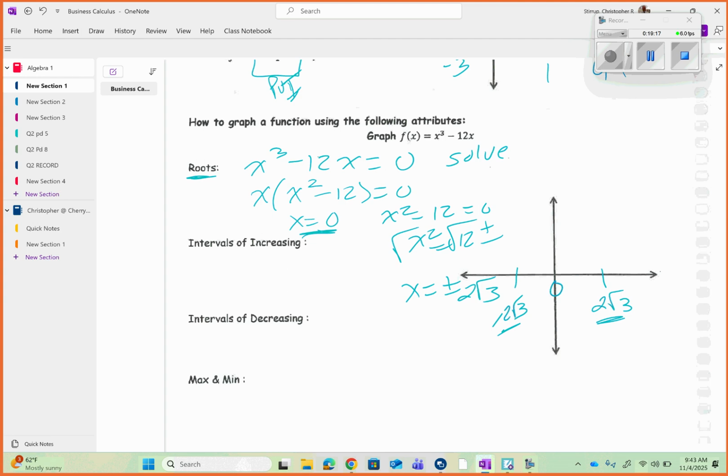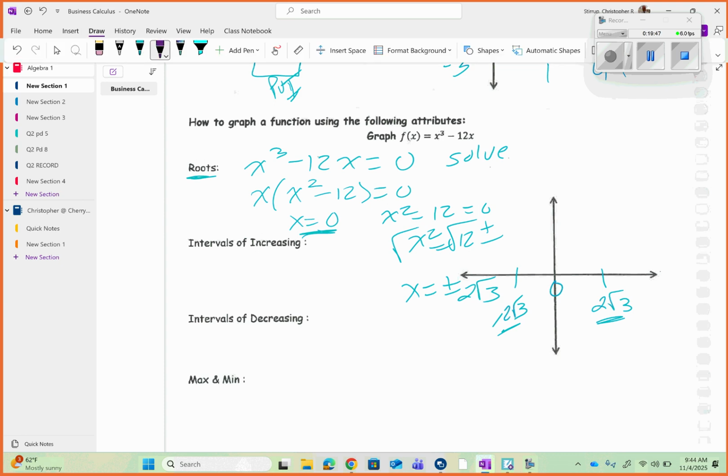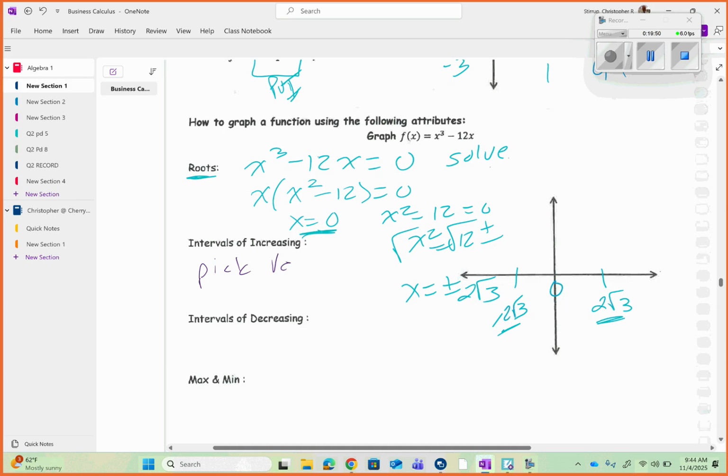And then, without using a calculator, we want to know where this is increasing or decreasing. Intervals that it's increasing: from the left of -2 root 3 up till -2 root 3, from -2 root 3 to 0, from 0 to 2 root 3, and to the right of 2 root 3. What is taking place? We want to find max and mins as well. The best way to do this is pick a value to the left. If I pick a value to the left, that's a simple value to use.